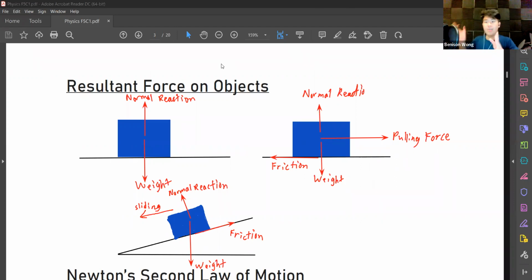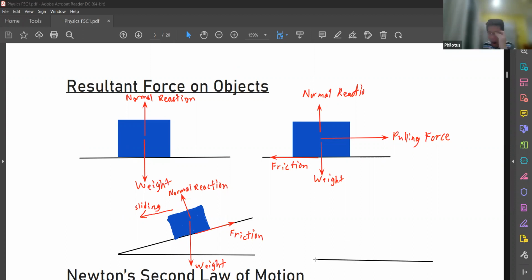So let's say you want to go on a vacation. You're pulling your luggage. Your luggage has wheels. And then you're pulling your luggage upwards on a slope or on an inclined plane like this. Okay, let's say you are, wait, let me finish drawing.